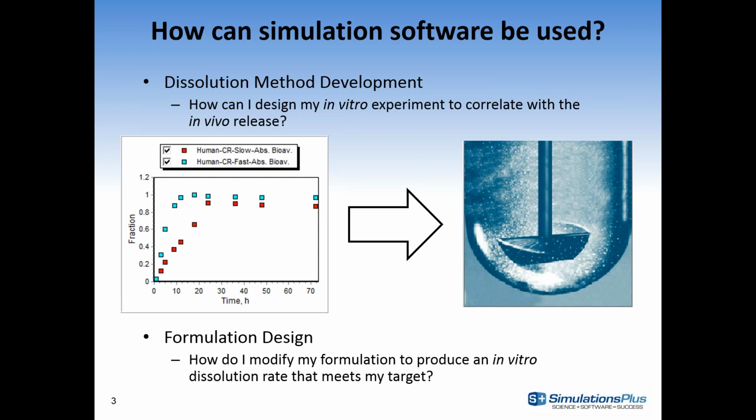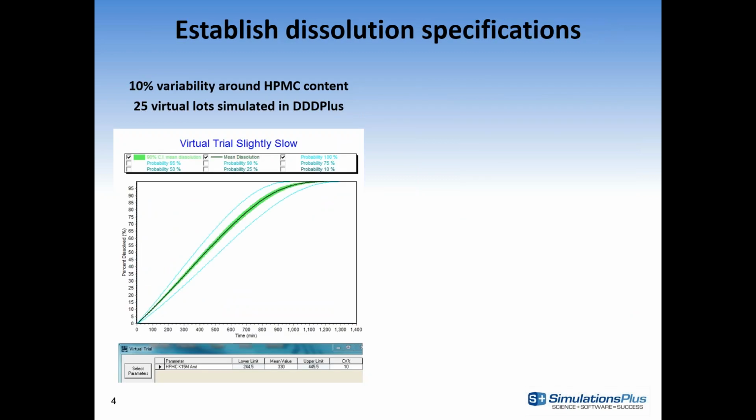And you can see how you can maybe change your in vitro experiment to more one-to-one correlate with the in vivo release. In formulation design, you can also ask questions like, how do I modify the formulation? How much polymer do I need in a CR matrix tablet to impact the dissolution rate so that it will meet my target in vivo dissolution profile, and then PK? We'll be talking mainly about the formulation design today, but those are two applications of both software together.